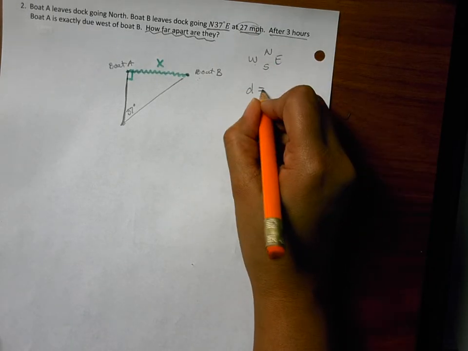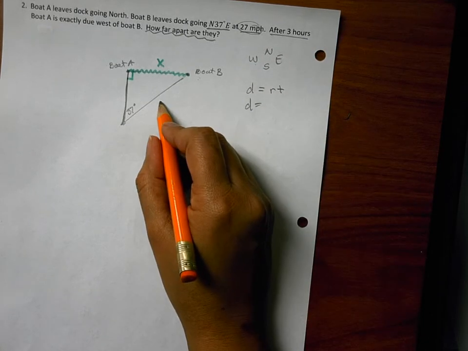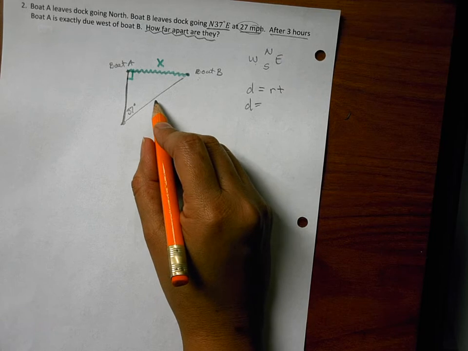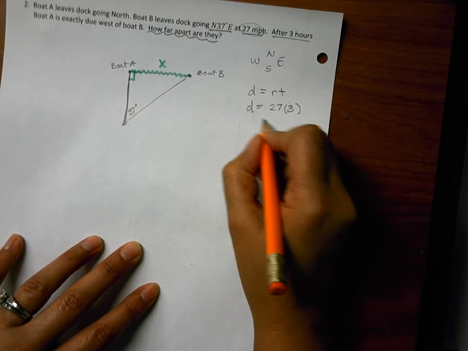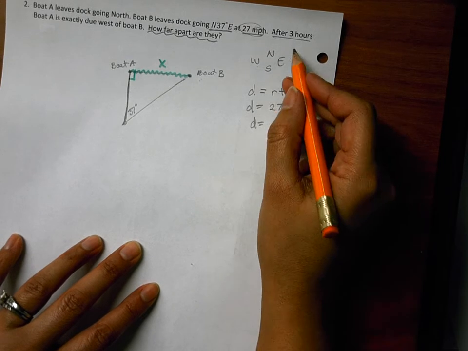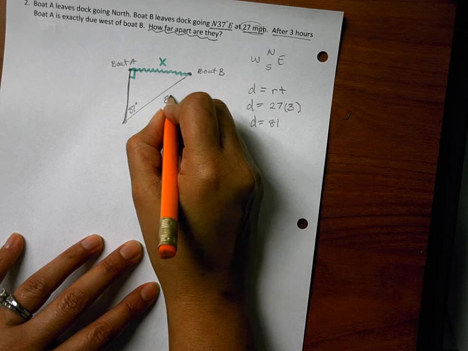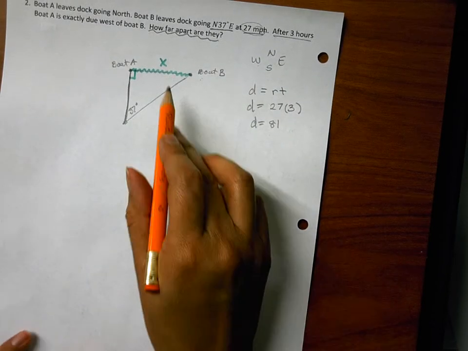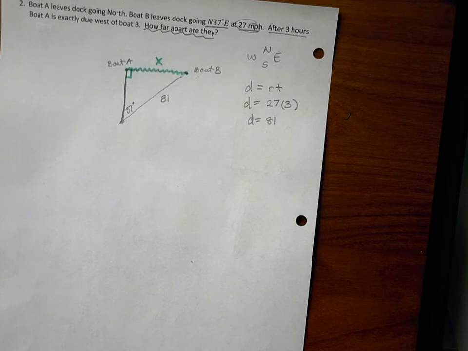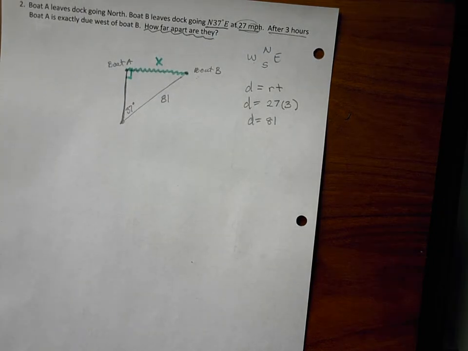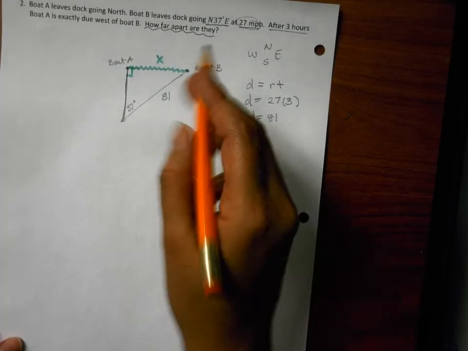Well, first off, there's information I have not used yet. Boat B is traveling at a rate of 27 miles per hour, and they've traveled for 3 hours. Distance equals rate times time. So the mistake kids make is they put the 27 here. No, the 27 is a rate, not a distance. Distance equals 27 times 3. That's what you would multiply. So after 3 hours, boat B has traveled 81 miles. So 81 goes here. All right, now I do not have enough for the Pythagorean theorem because I do not know that third side.